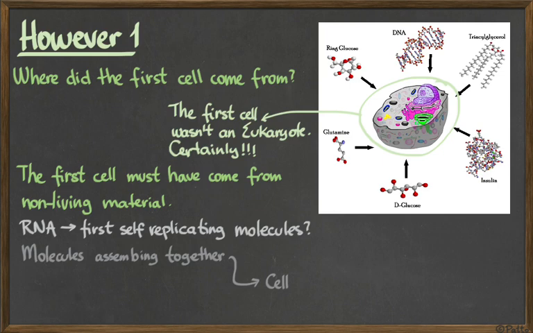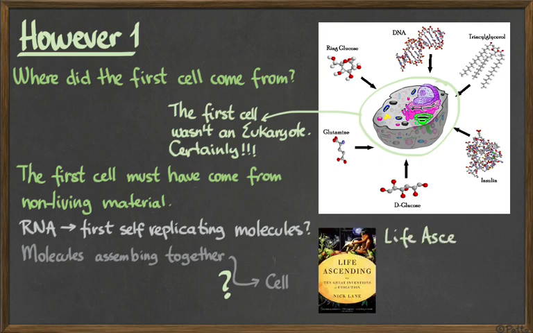If the molecules assemble together, they could make a cell. So there is a possibility that this happened. We'll see more about that. If you are curious about how this could have happened, you can read this book called Life Ascending by Nick Lane. It shows a very good view of the origin of life.